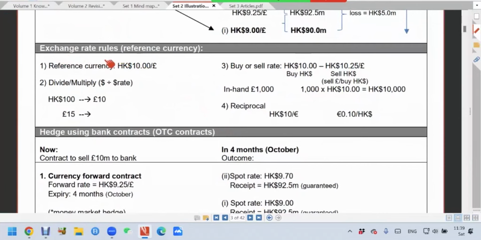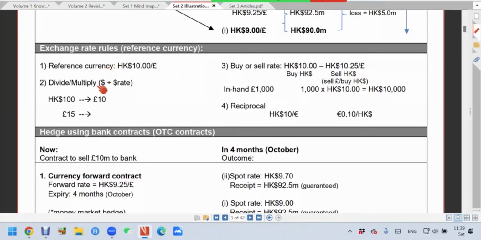The rules I come up with are all based on reference currency. So you have two currencies. One of them, we call the reference currency. There are only 4 rules you have to know. Know what is the reference currency.